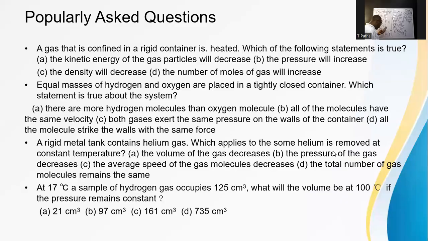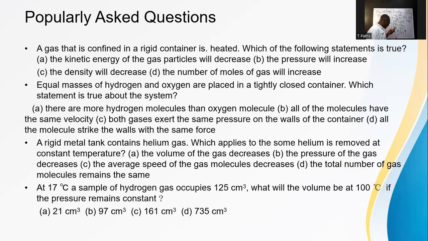Number 2: equal masses of hydrogen and oxygen are placed in a tightly closed container. Which statement is true about the system? They say equal masses of the two different gases. Option A, there are more hydrogen molecules than oxygen molecules. That is wrong, because they said equal masses.